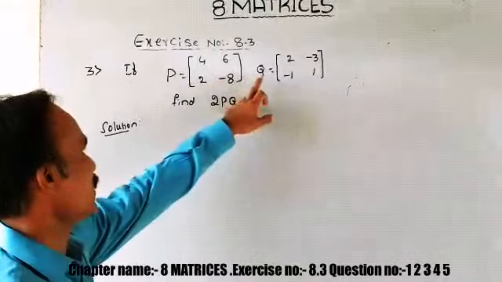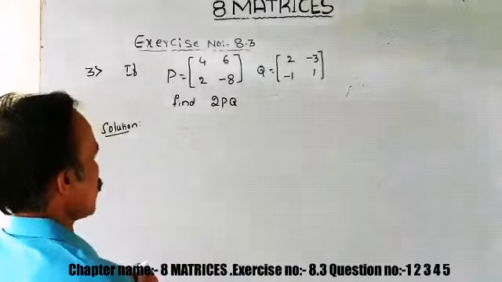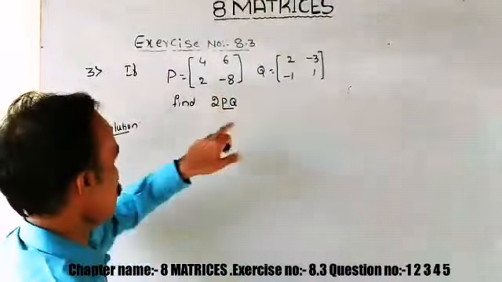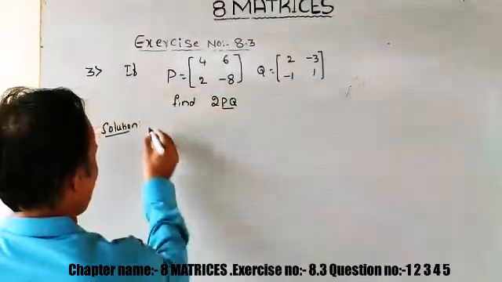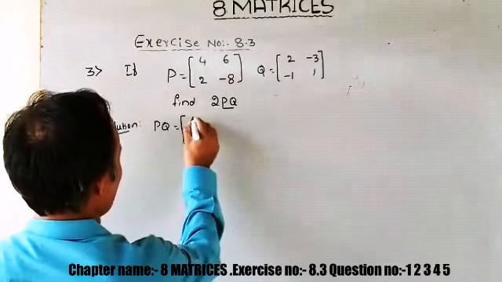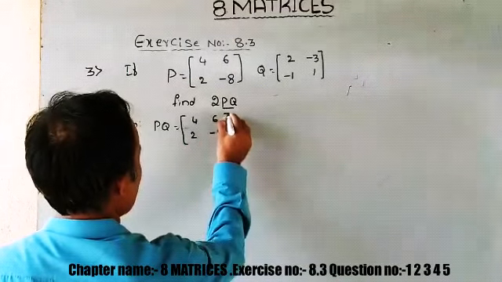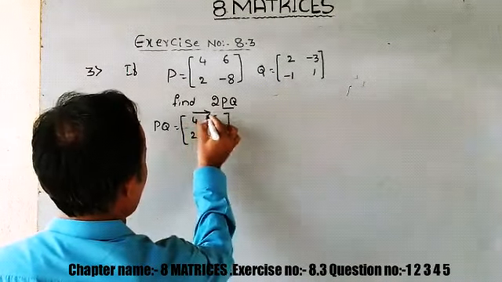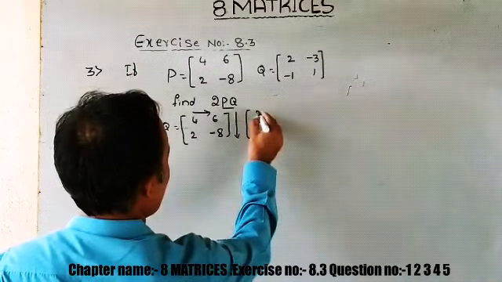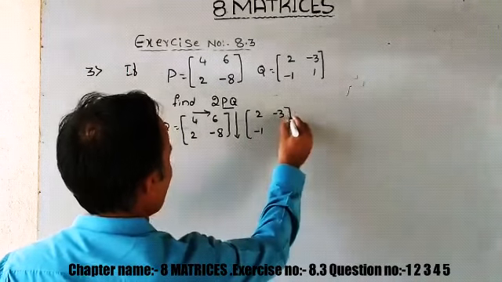P is 4, 6, 2 minus 8 and Q is equal to 2 minus 3 minus 1, 1. Find 2PQ. First you have to calculate PQ, the multiplication, then multiply all the elements of PQ by 2. That's the solution. PQ is equal to P, 4, 6, 2 minus 8, arrow mark like this, now next down, 2 minus 3 minus 1, 1.